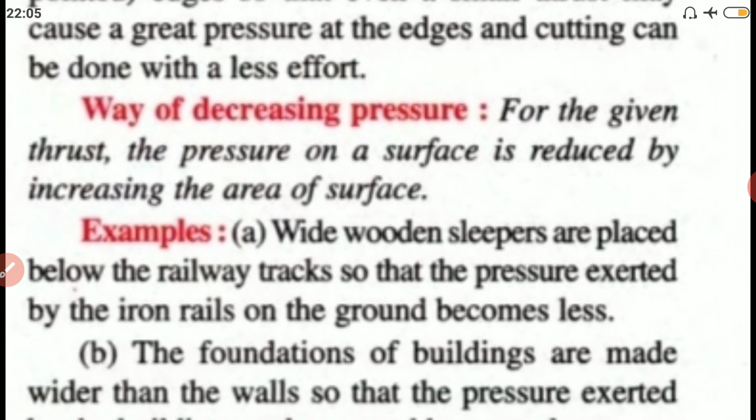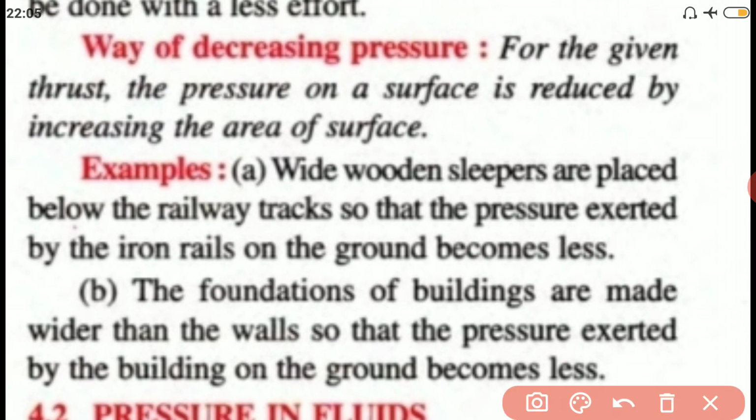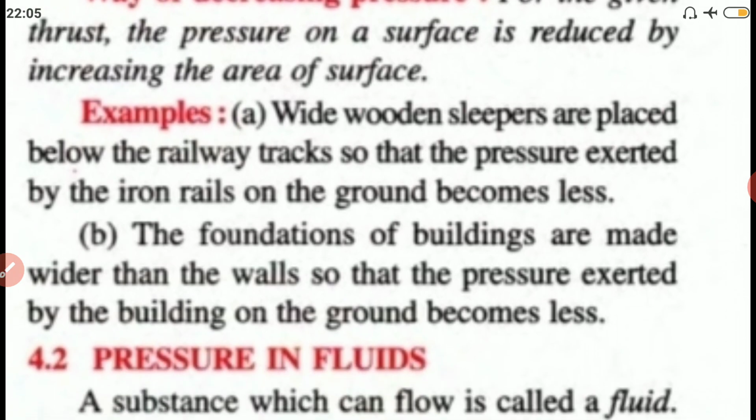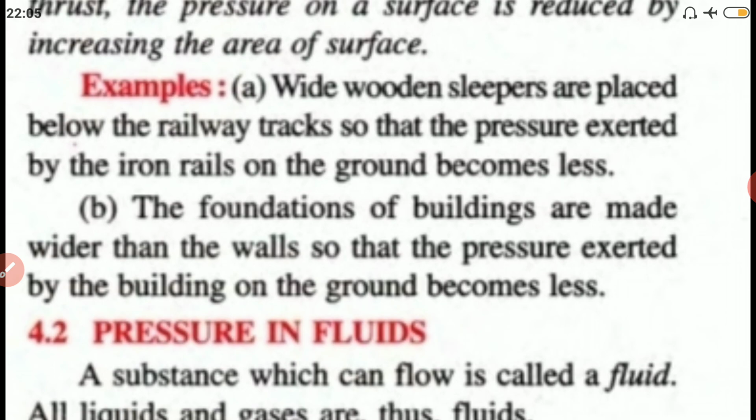Now, ways of decreasing pressure, again for a given thrust without changing the weight: the pressure on a surface is reduced by increasing the area of the surface. So wide wooden sleepers are placed below the railway tracks so that the pressure exerted by the iron rails on the ground becomes less. The foundations of buildings are made wider than the walls, so the pressure exerted by the building on the ground becomes less. We studied this in class 8 also in detail.